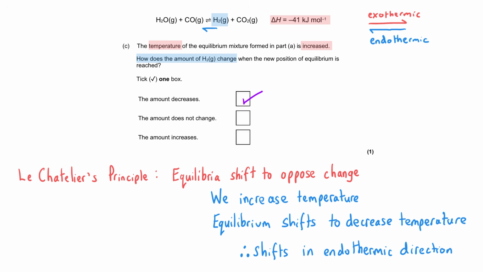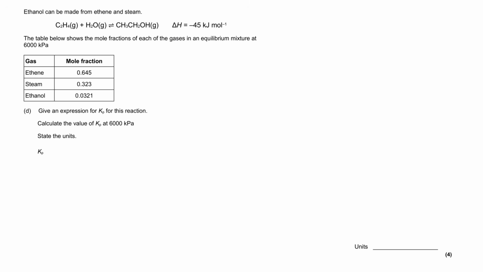It will shift left. And since hydrogen is a reactant on the right-hand side for the backwards reaction, the amount of hydrogen will decrease. Ethanol can be made from ethene and steam, and we've got a chemical equation here where we have ethene reacting with the steam on the left-hand side, then we've got the reversible reaction symbol, and there is ethanol on the right-hand side. Everything is in the gas state. And we've been given an enthalpy change of negative 45 kilojoules per mole.